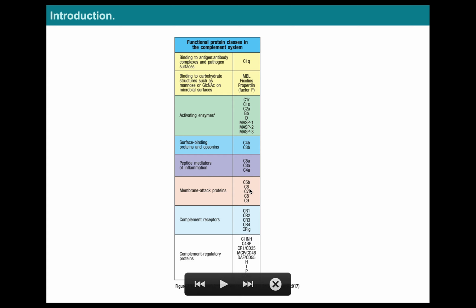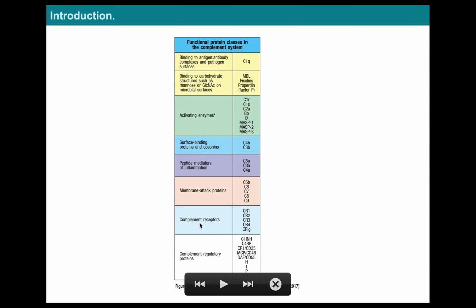C5b is going to call in all these other things. So 5 is going to bind to 6. And 5 and 6 are going to float around. They're not really attached to anything. But 5 and 6 can bind to 7, and 7 will actually just barely anchor into the cell membrane. 5, 6, and 7 will then call in number 8, which anchors very deep into the membrane. It's like an anchor. And then 5, 6, 7, and 8 will call in a whole bunch of C9s, one after another. And the C9s will make a pore that actually punches a hole in the bacterium and keeps you alive and healthy while killing off whatever is trying to hurt you.